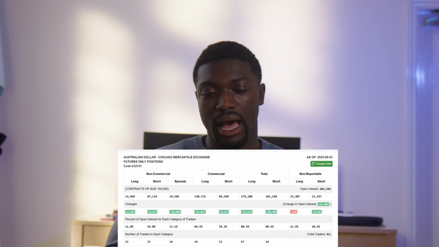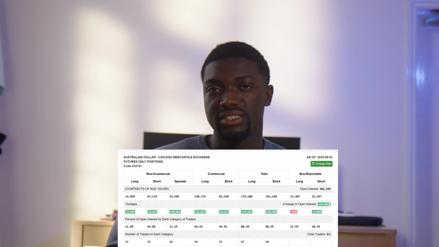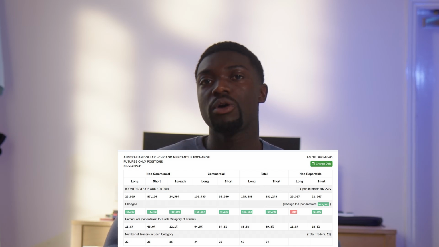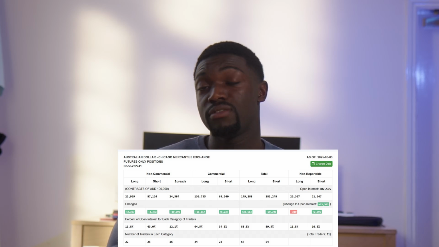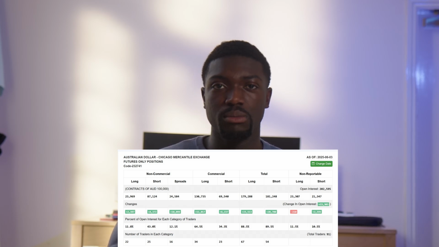Having this information available helps me know that if I'm going to take a position and I'm trading the Australian currency, I need to make sure I'm looking for shorts so that I don't go against the market. Because again, I'm not a market maker, I'm a retail trader.